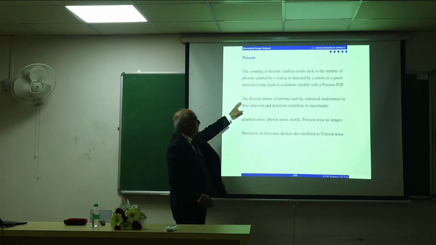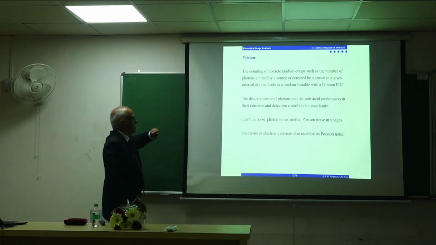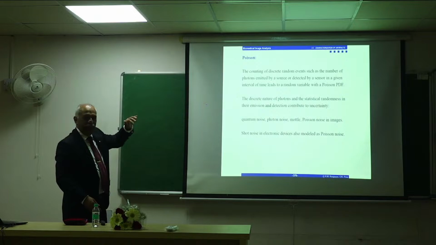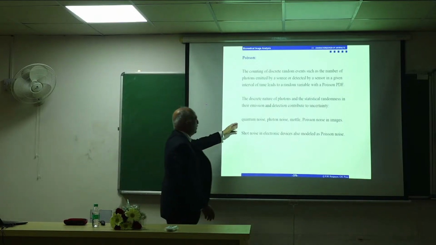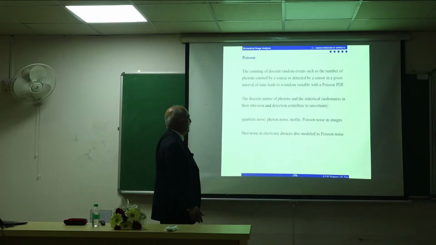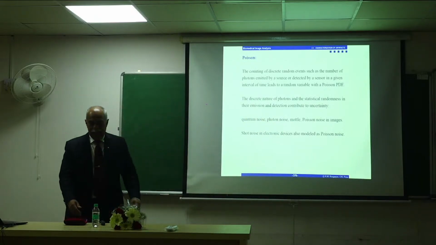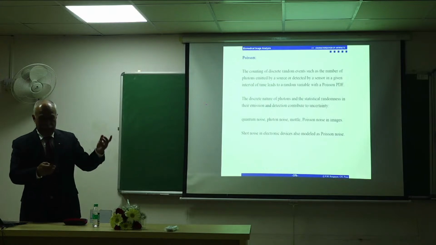The discrete nature of photons and the statistical randomness in their emission and detection contribute to uncertainty. You can call it quantum noise, photon noise, Poisson noise, or shot noise, depending upon the source and the type of system you're using.